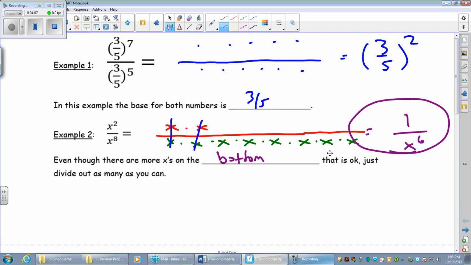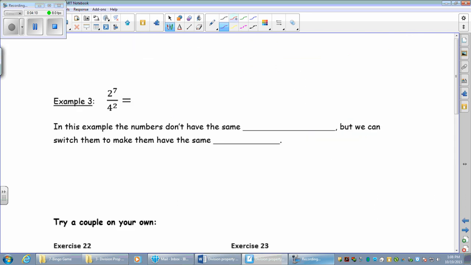Okay? So on the next page, something else that's really confusing is this guy. So let's write this out. I have 2 7 times.